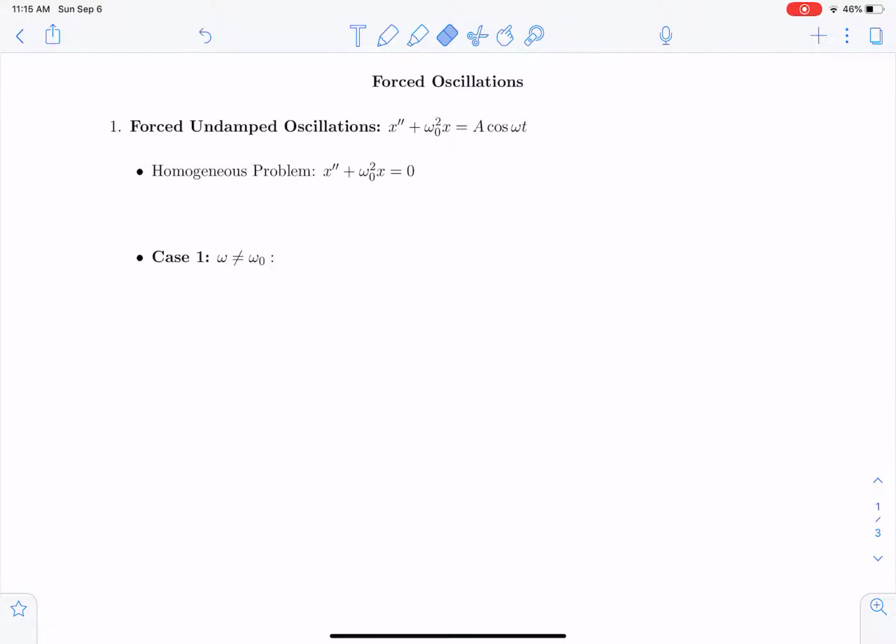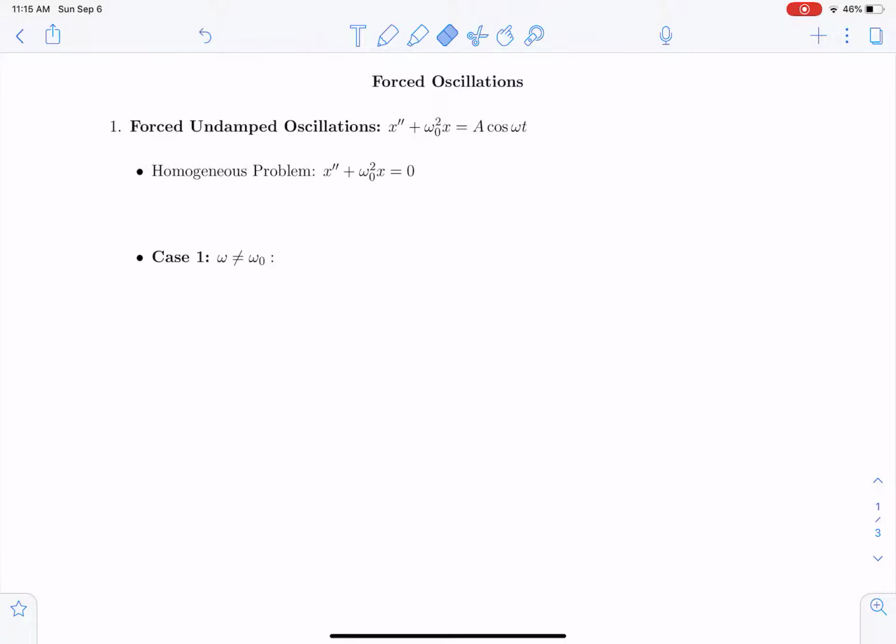We will now explore the behavior of forced oscillations. We will begin with a forced undamped oscillator of the form x double prime plus omega 0 squared x equals a cosine omega t. So omega 0, or omega naught, we think of as the natural frequency of the system that oscillates, and omega we think of as the driving frequency of some motor or some external force.